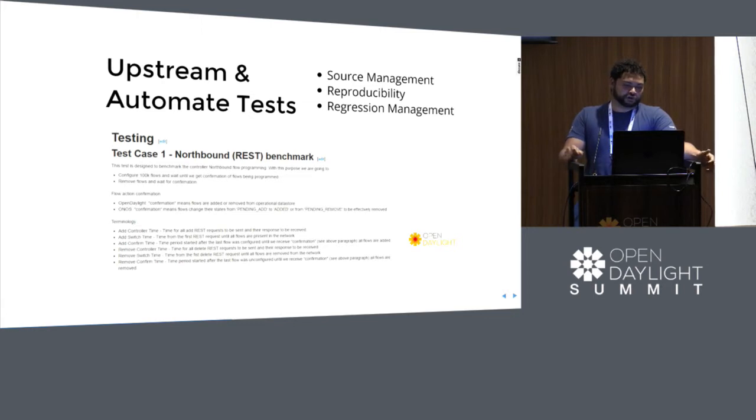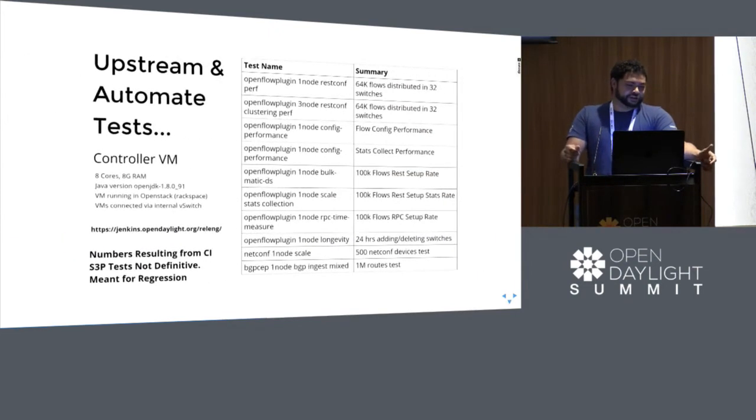I would say that we wouldn't want to use these upstream tests as the cardinal numbers of what OpenDaylight is capable of doing because of the limitations of the VMs that are there. And this might be a good time to actually go to the next slide, which talks a little bit about what tests are upstream and what the VMs actually show you.